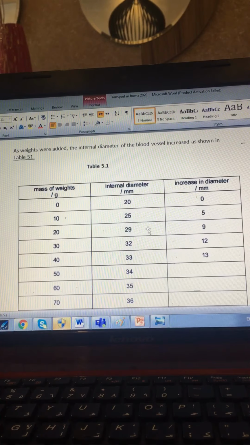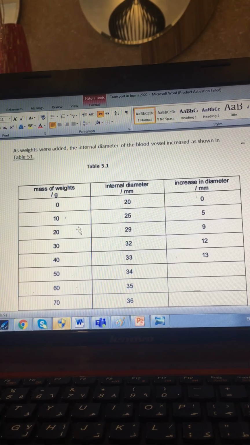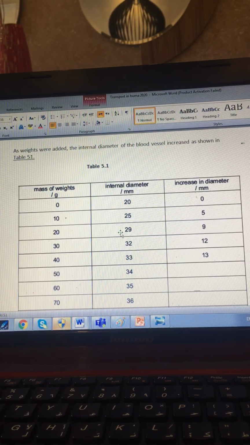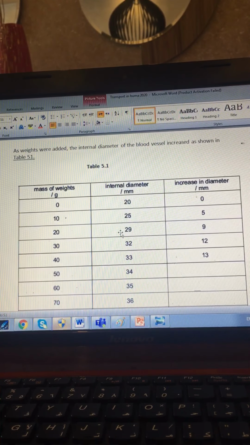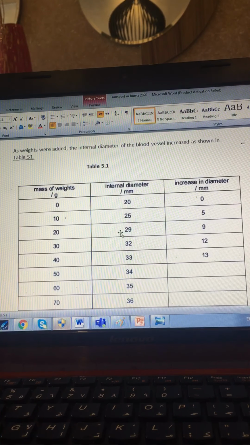Here, after adding 20 grams, we added another 10, so the diameter became 29. So we subtract 20 from 29. So we say 29 minus 20 from the original. We always go back to the original one, which is 20. So 29 minus 20 equals 9. So the increase was 9 from the original position.